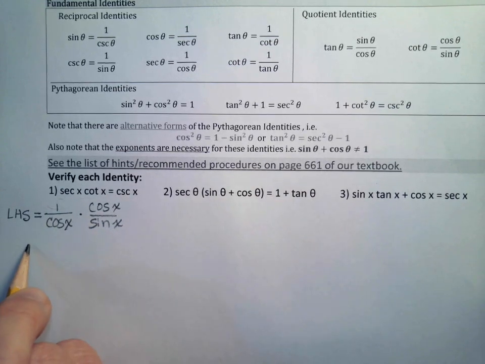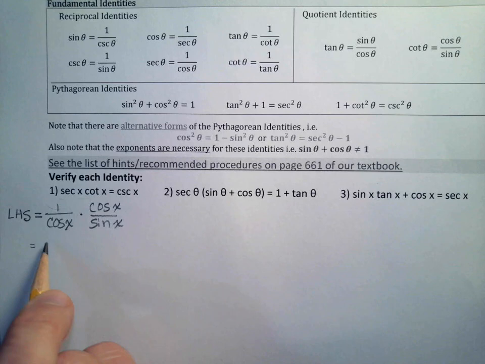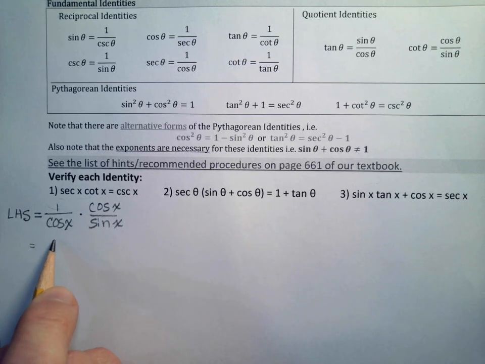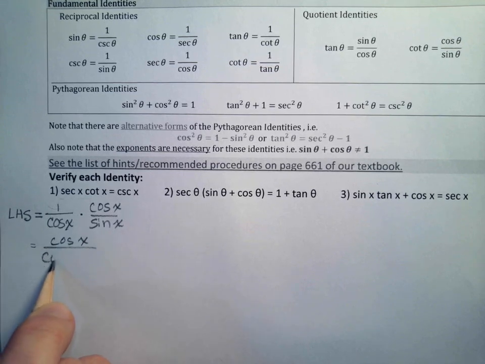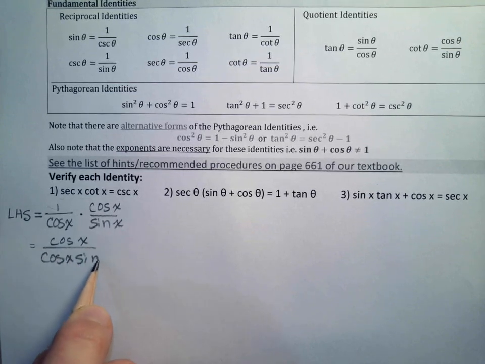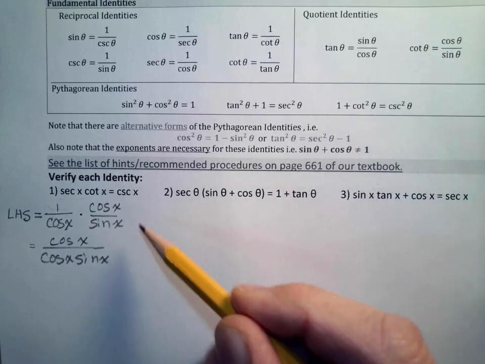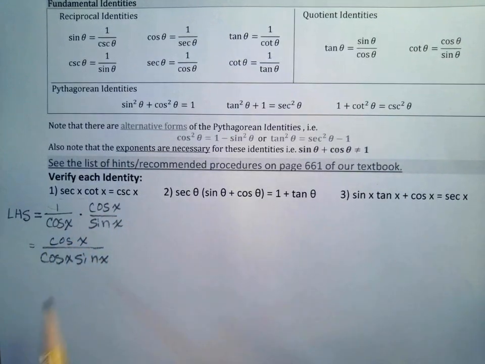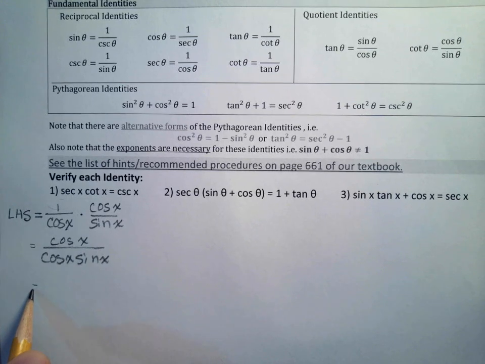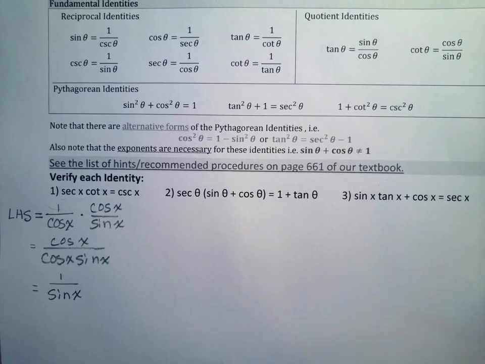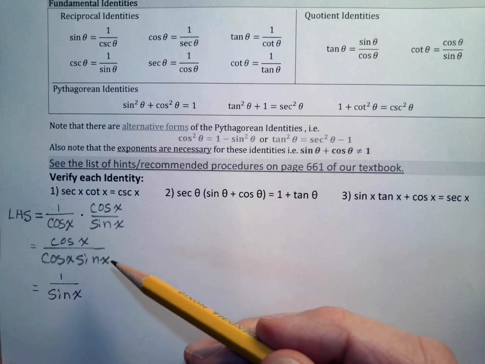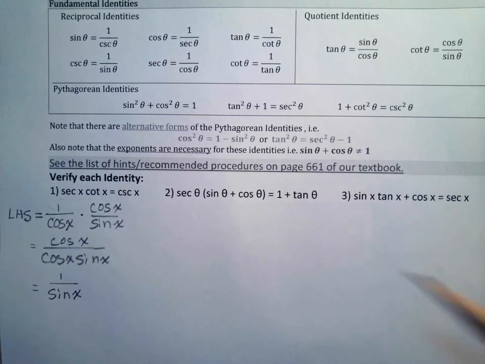So what's this equal to? This is equal to, I could cancel the cosines, or I could say, if I wanted, cosine x over cosine x sine x. Now, most people would look at this and say, oh, the cosines are going to cancel, probably skip over this step and go straight to, well, this is 1 over sine x. If you ever ask yourself, should I write down that step or should I skip over it? Probably safest to go ahead and write it down.